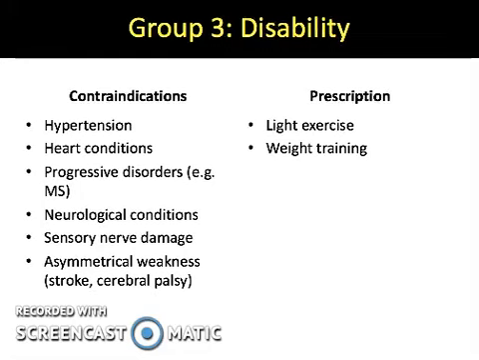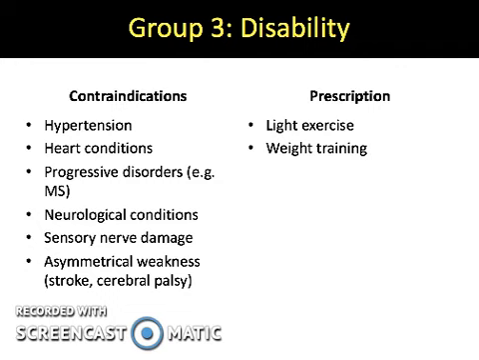The final group was disabilities. So obviously within that there are a variety of different disabilities, all of which will have different exercise contraindications, and all of which will have different prescriptions that you would give to that disability. So the contraindications include hypertension, heart conditions, progressive disorders such as MS, neurological conditions, sensory nerve damage, or asymmetrical weaknesses such as stroke or cerebral palsy.